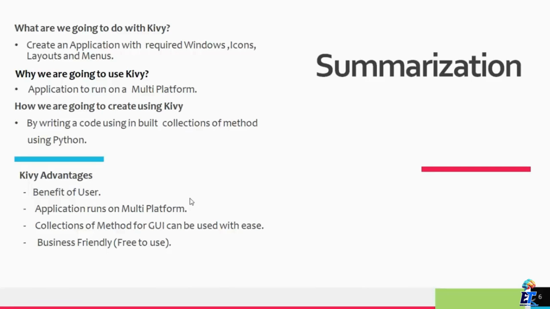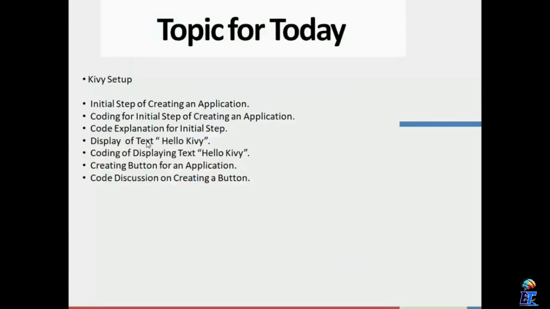Okay, so let's end this tutorial and make sure that we are going to create an application with the coming tutorials that I'm going to teach. Kivy setup, the initial setup of creating an application, then coding for the initial step of creating an application, then code explanation will be provided for the initial step, display of text called hello Kivy, then coding of displaying text in hello Kivy, and we'll be creating a button for an application, followed by code discussion on creating a button.